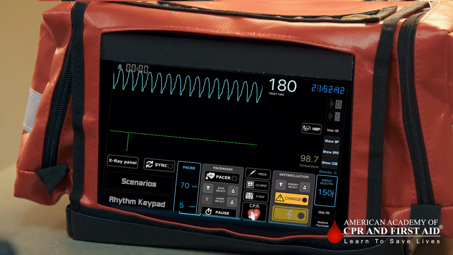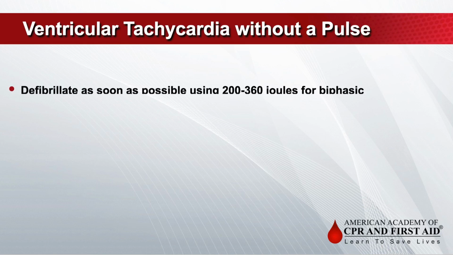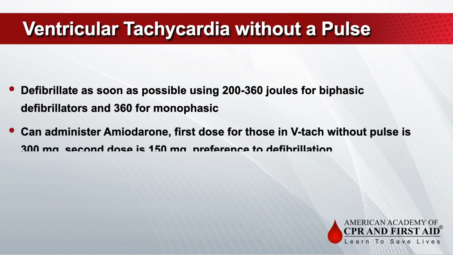Another deadly arrhythmia includes ventricular tachycardia without a pulse. This rhythm is shockable but requires immediate treatment with CPR. Defibrillate as soon as possible using 200 to 360 joules for biphasic defibrillators and 360 joules for monophasic. You may also administer amiodarone.